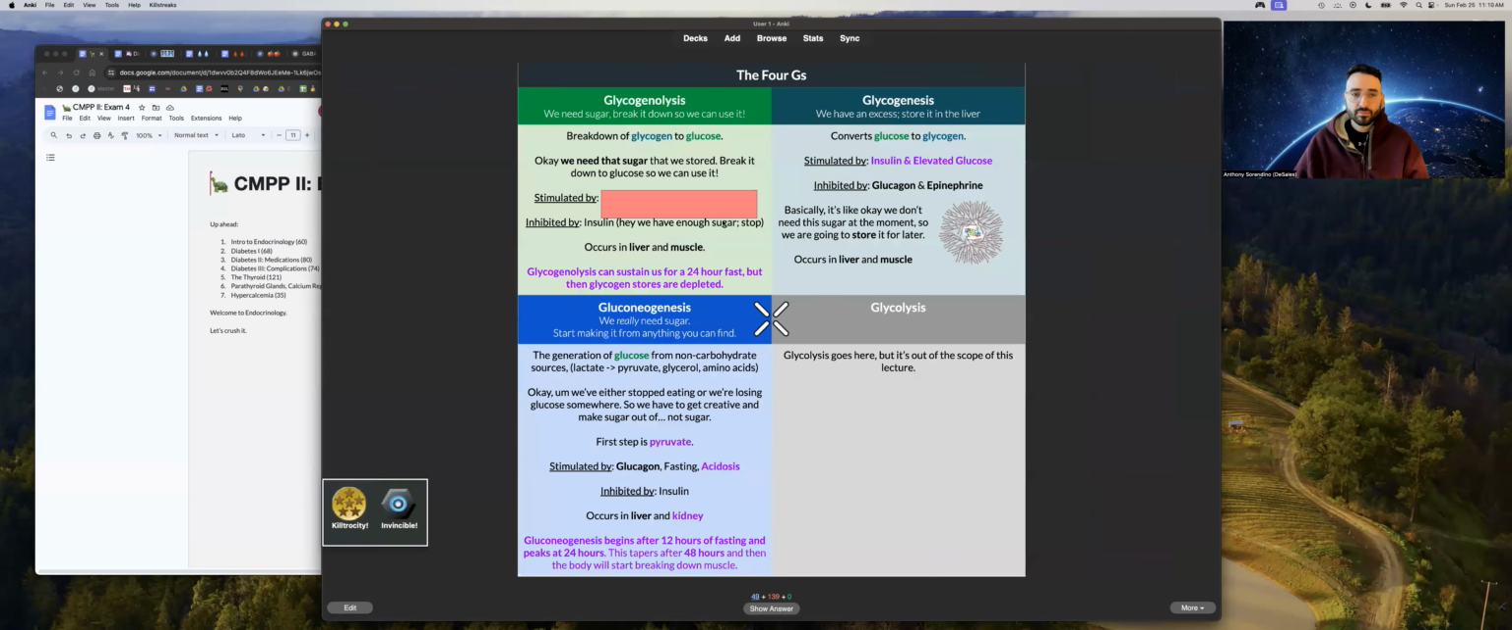Triglyceride. What stimulates glycogenolysis? What stimulates the breakdown of glycogen to glucose? Starving, fasting, hunger, hypoglycemia, epinephrine, catecholamines. Okay, and glucagon itself. Sure.